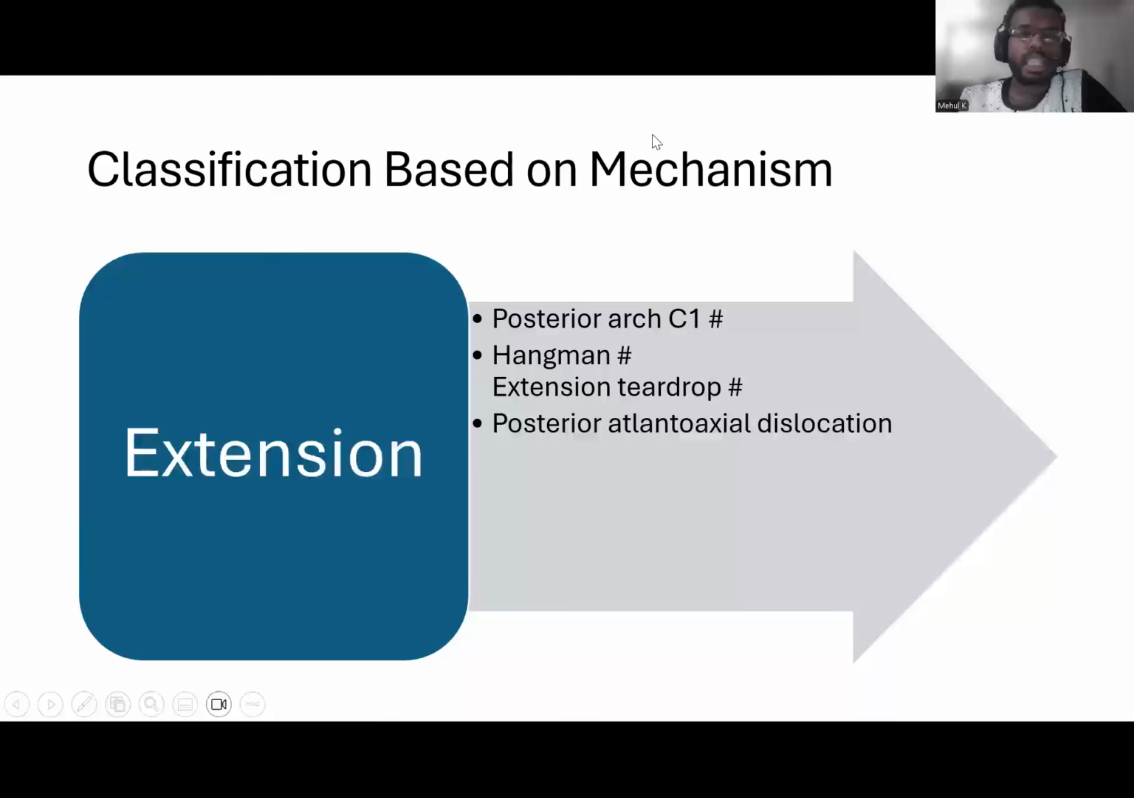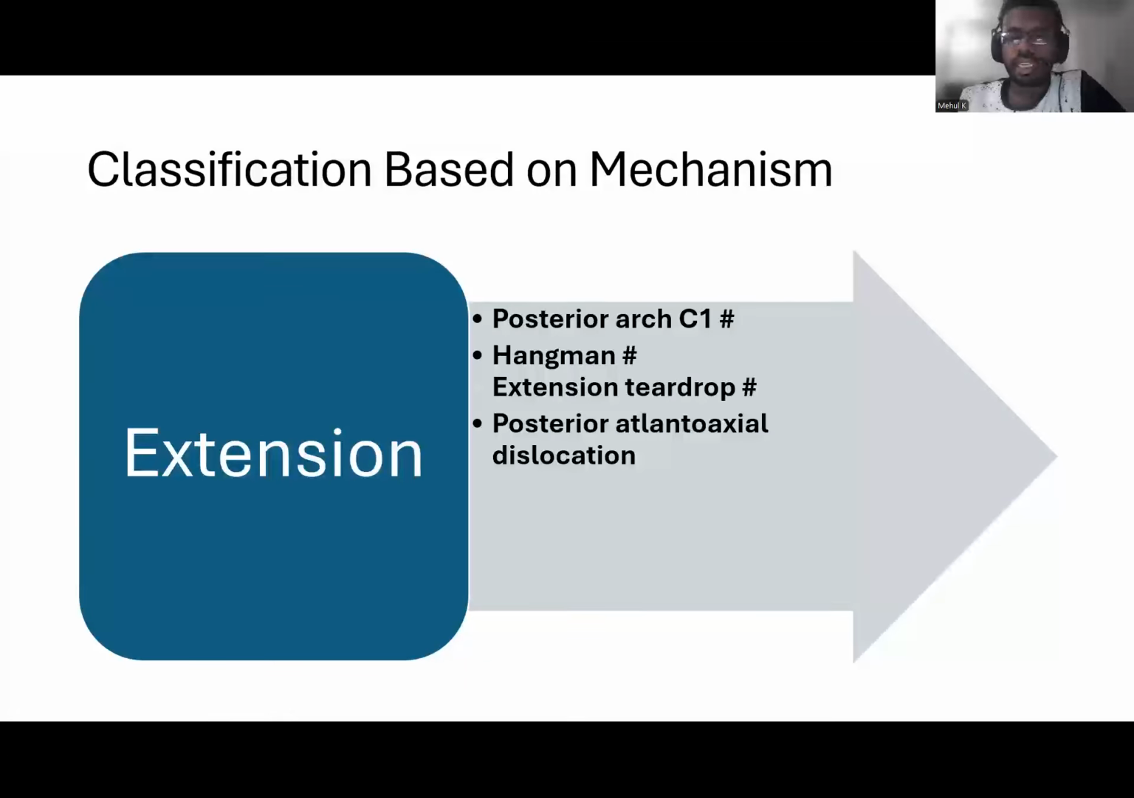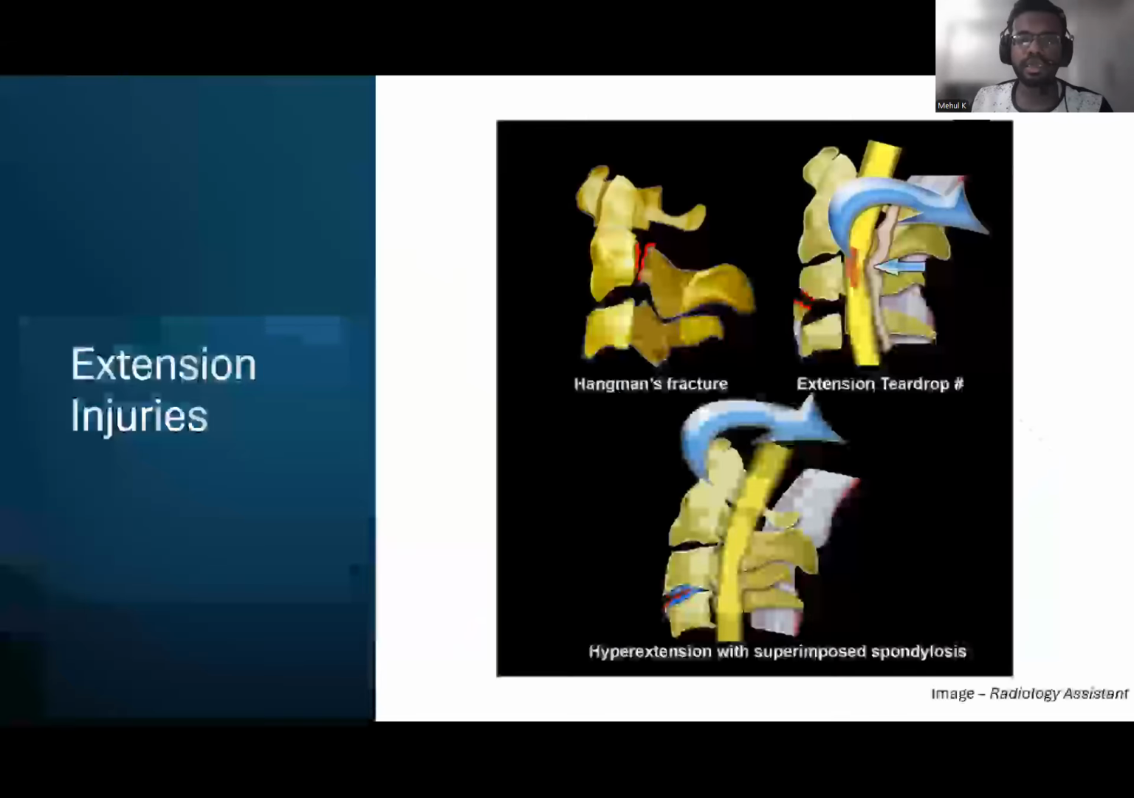Then extension type injuries, less in number, but all of them are unstable. So your C1 fracture, your Jefferson fracture, your posterior arch of C1 fracture, the hangman fracture, extension teardrop fracture, and your posterior atlanto-axial dislocation. All of these are unstable.